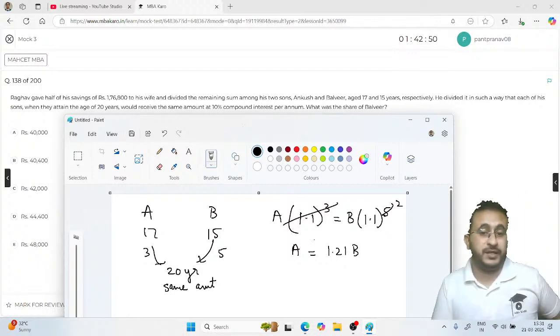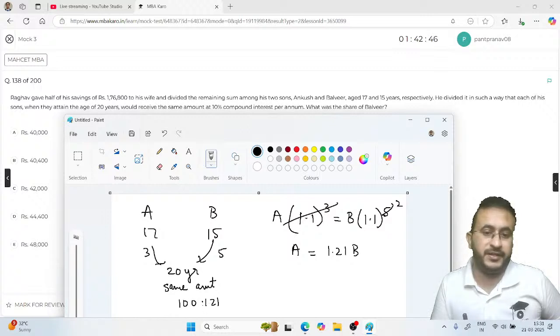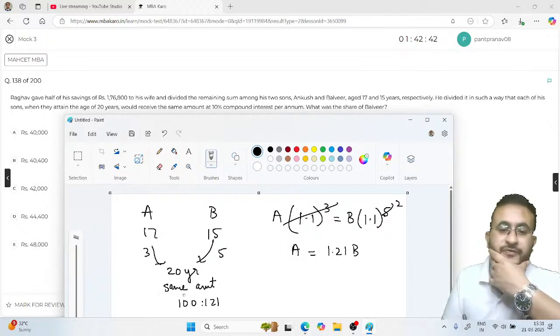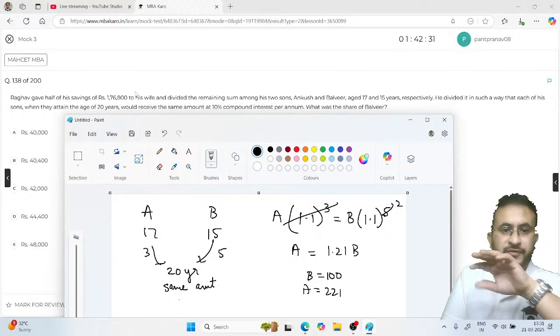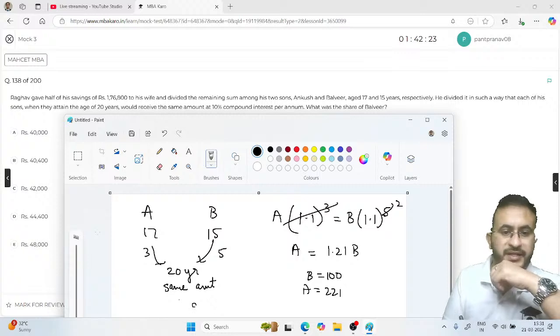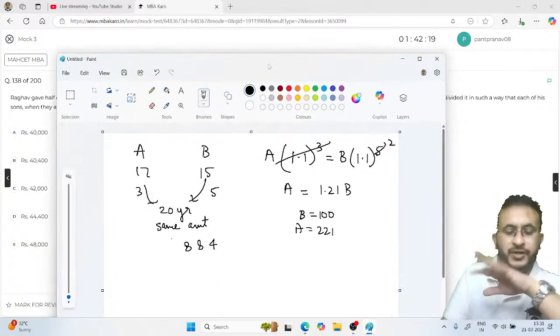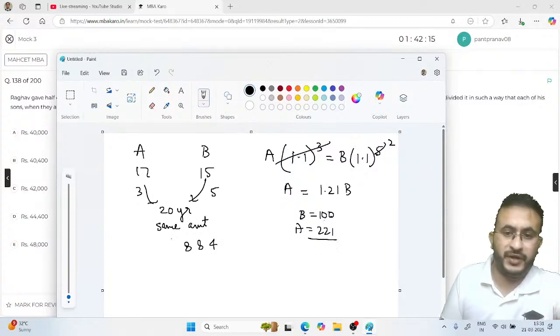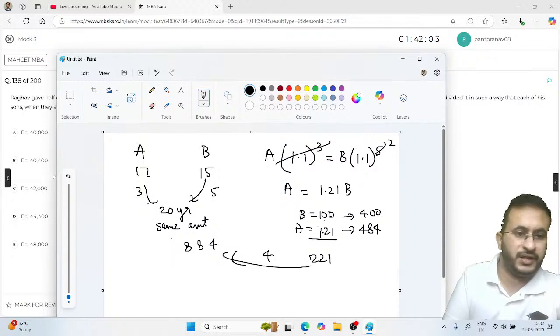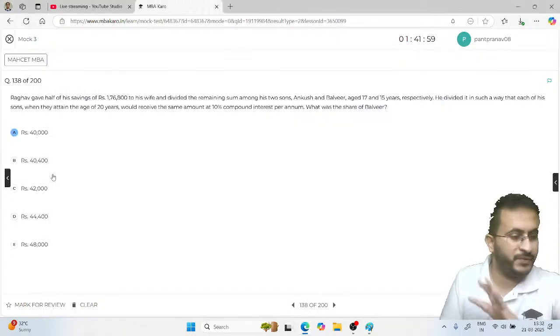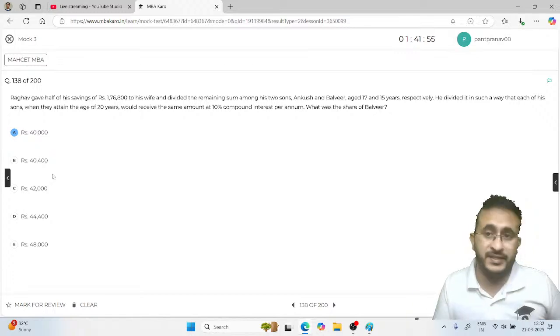Okay, so what we will do is split it in the ratio 100 and 121. If B is equal to 100, A will be 121 parts. Now first of all we will see how much is the property, 176,800. Half goes to the wife, so remaining is 884,000. The total parts are 100 plus 121, that is 221, and 884 is 4 times 221. So B gets 400 and A gets 484, right? So B's share is 40,000. Okay, share of Balbir. This is a typical compound interest question, sometimes asked in some of the exams.